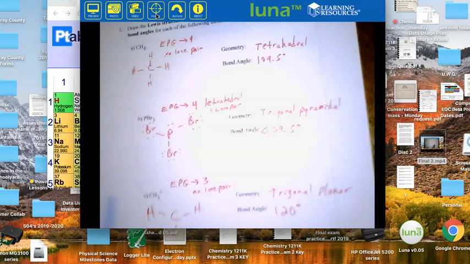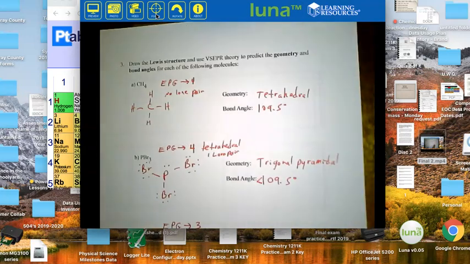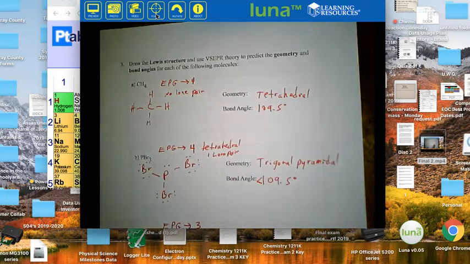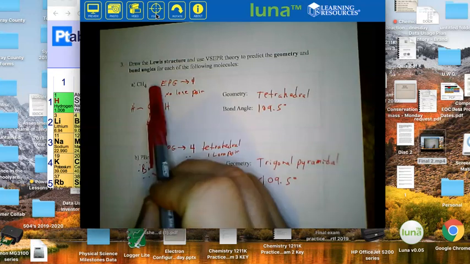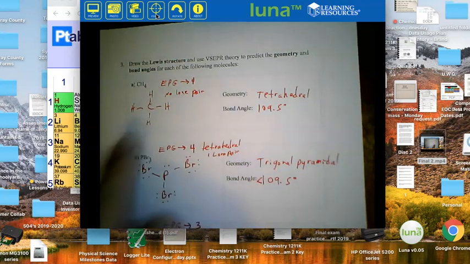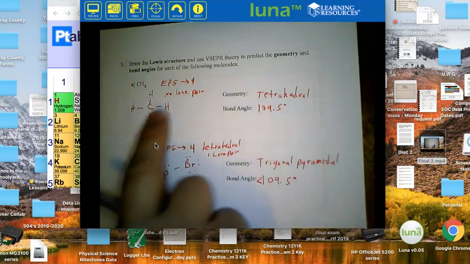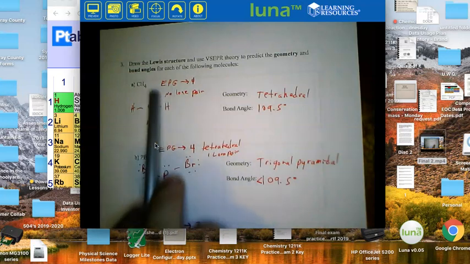Number 3, here it's asking: draw the Lewis structure, predict the geometry and the bond angles for it. So here we have methane, CH4. This is the Lewis structure for it. We have carbon, which has 4 valence electrons. Hydrogen has 1. So it has 4 electron pairs.